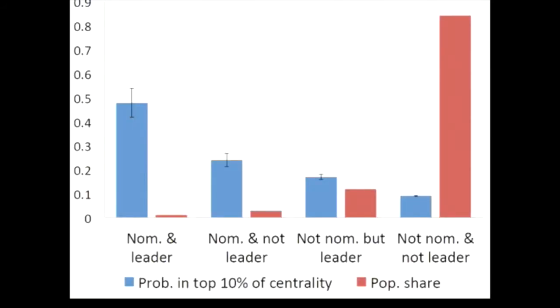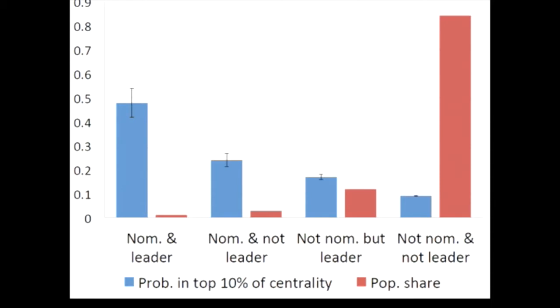So one thing you can do is look at this combination. Here we can ask, what's the probability that you're in the top 10% of the diffusion centrality individuals in the village? And let's look at whether you were named by somebody and a leader, named and not a leader, not named but a leader, and not named and not a leader. The red keeps track of the share in the population of this set of individuals. The people that were not named and not a leader, that's almost 90% of the population.